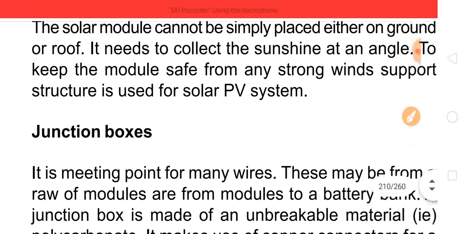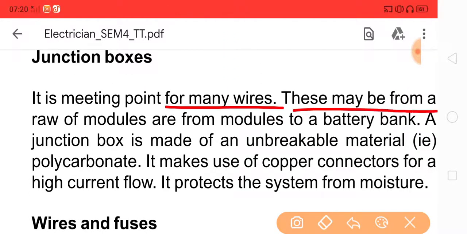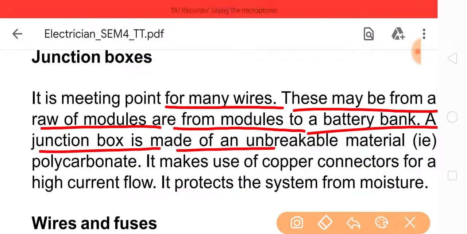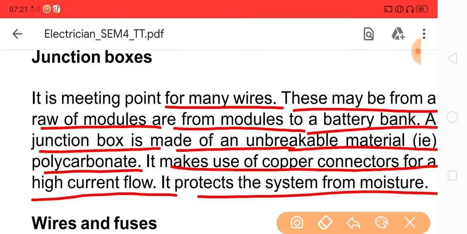Junction box: it is a meeting point for many wires, which may be from a row of modules or from modules to the battery bank. A junction box is made of an unbreakable material, polycarbonate. It makes use of copper connectors for high current flow. It protects the system from moisture.